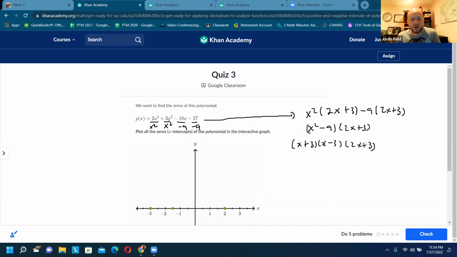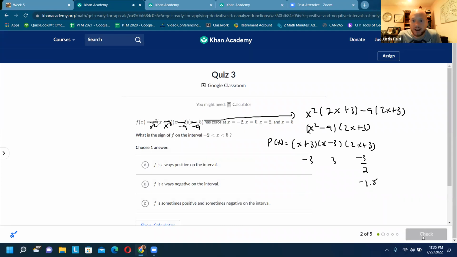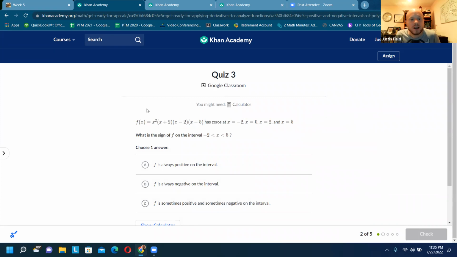So what, friends, are the zeros? Now that we have factored form, can you tell me? Hopefully you're saying -3, 3, and -3 over 2. Or -1.5, right? So let's plot those. Oh, wow. That's amazing. Wow. I almost had them just putting them on the graph. They were almost in the right spot. Amazing. Okay, what is the sign of the interval from -2 to 5?